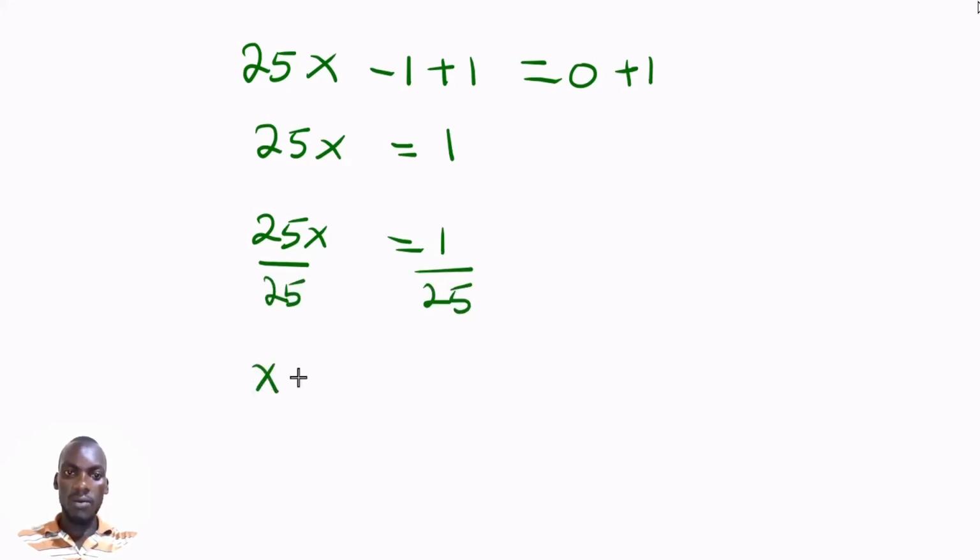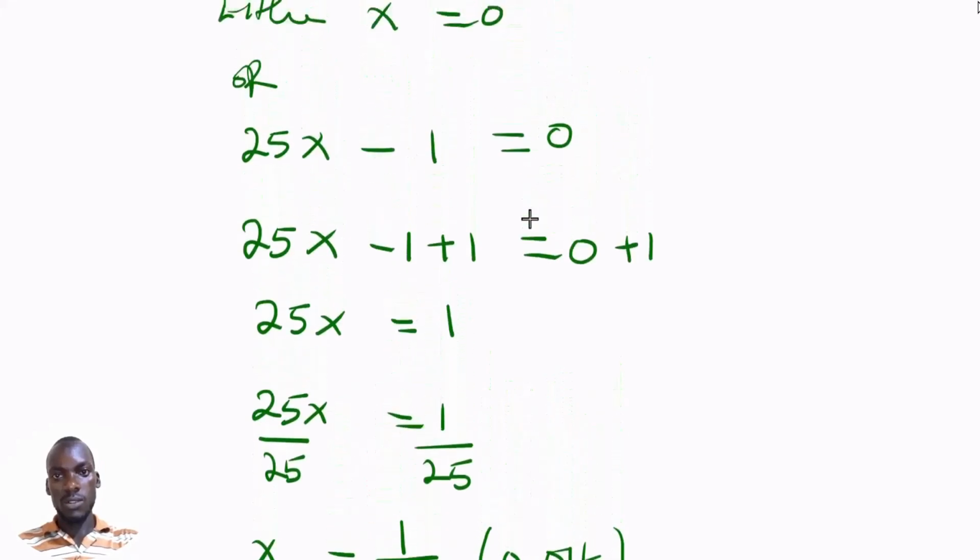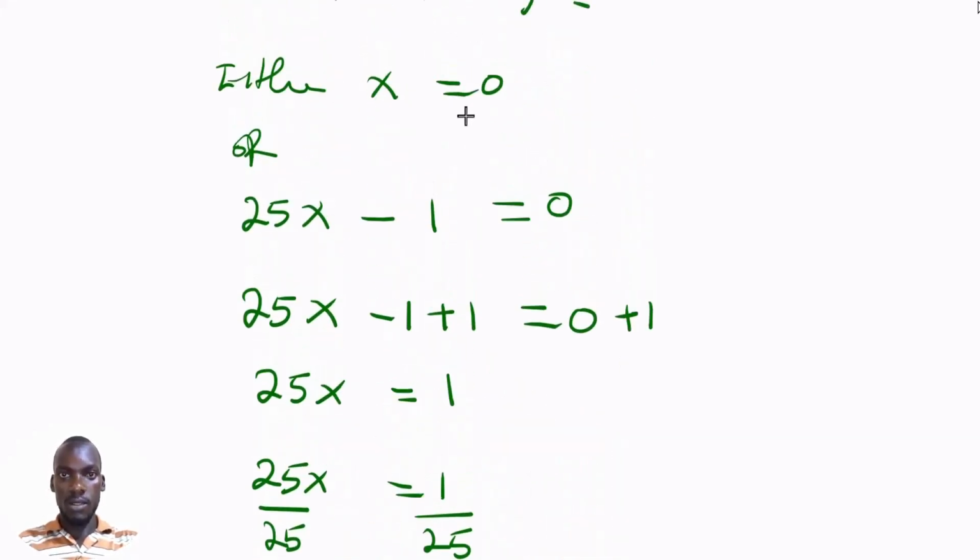So we are getting our value of x being equal to 1 divided by 25, which is the same as 0.04. Now from here we can see that we have two values, or two answers. We have this one which is 1 over 25, and then the one we got which was 0 here from the other part. But trust me, not all these answers are correct. One of them is correct, not both of them.